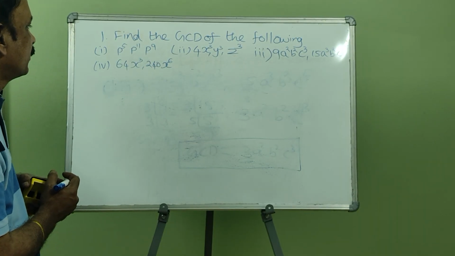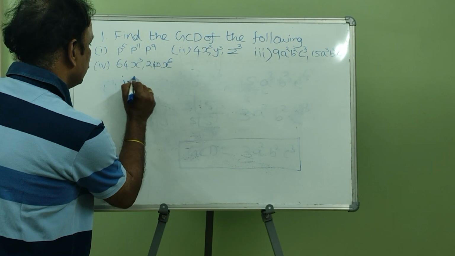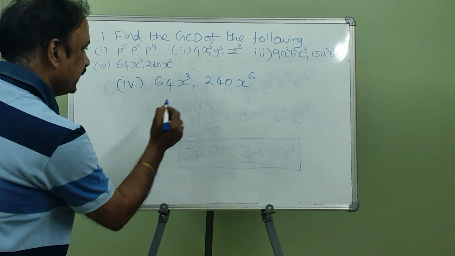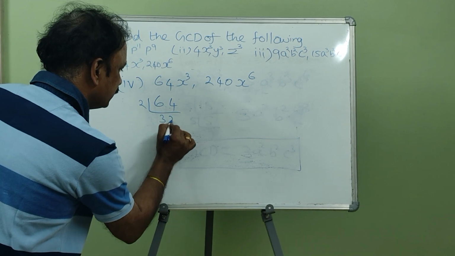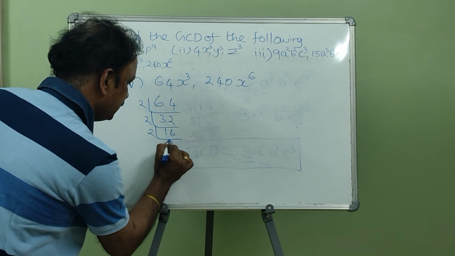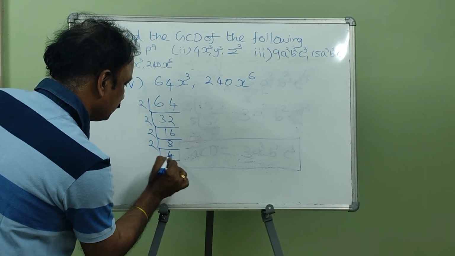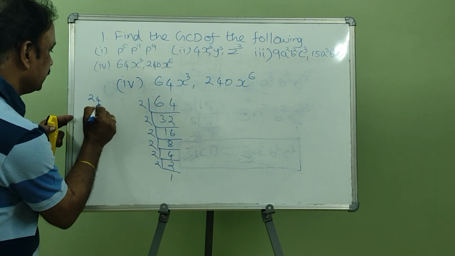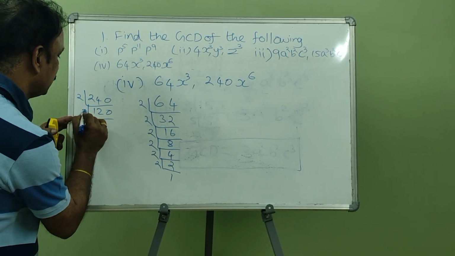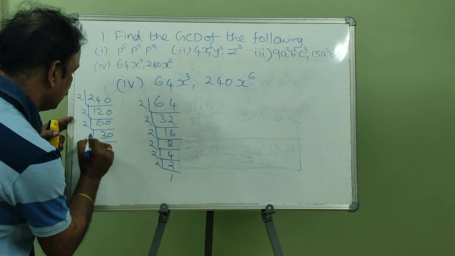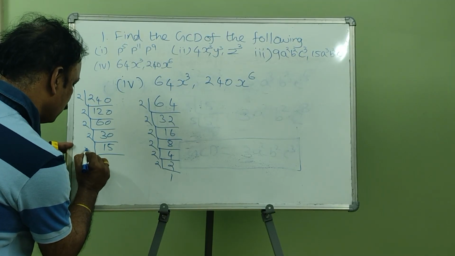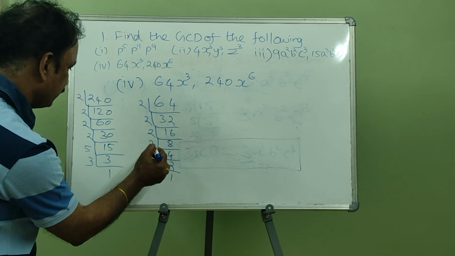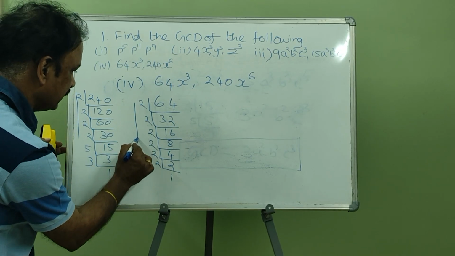Let's tackle the fourth problem, 64x cube and 240x to the power 6. So if you take 64 and divide it by 2, you get 32, 16, 8, 4, 2 and then 1. Similarly, if you take 240 and divide by 2, it is 120, 60, 30, 15, and then you will have 5, 3. So you have this. Now 1, 2, 3, 4. So here there are 4 2's which are common between these two.